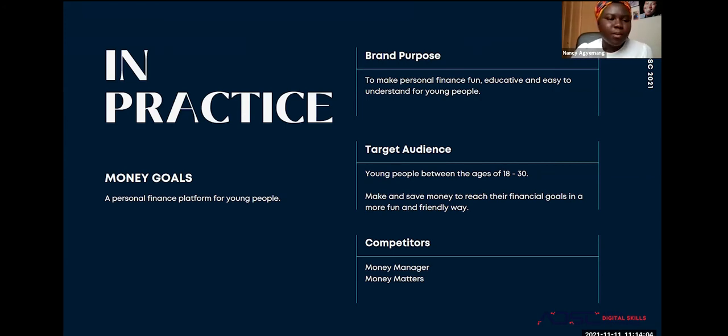So our fictive company is Money Goals. Money Goals is a personal finance platform for young people. So from all that we have learned so far, the brand purpose of this startup could be to make personal finance fun, educative, and easy to understand for young people. And so when we talk of young people, we need to define exactly who we are trying to target. So our target audience is young people between the ages of 18 to 30. What they care about or what their aspirations are is that they want to make and save money to reach their financial goals in a more fun and friendly way.